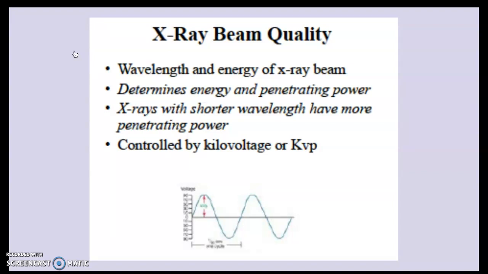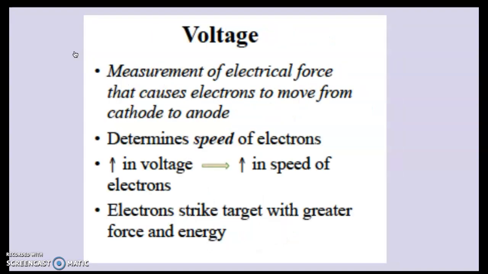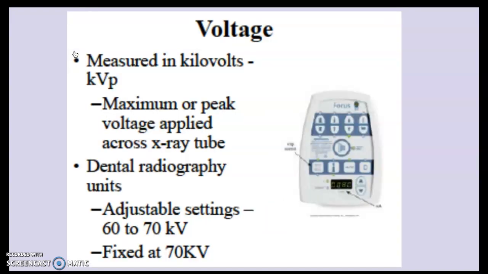X-rays with shorter wavelengths have more penetrating power, which we know, and it's controlled by kilovoltage or kVp. Voltage is the measurement of the electrical force that causes the electrons to move from cathode to anode. It determines the speed of the electrons. An increase in voltage increases the speed of the electrons, and electrons strike the target with greater force and energy. Voltage is measured in kilovolts or kVp.